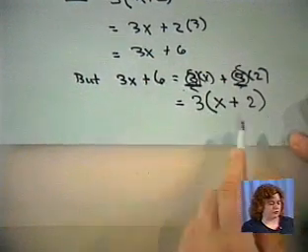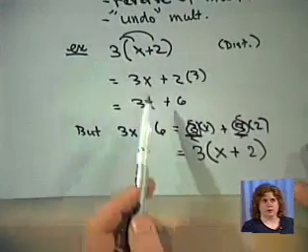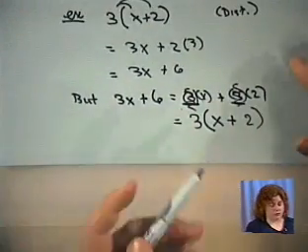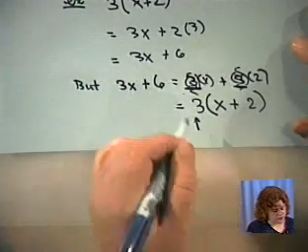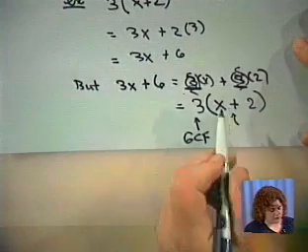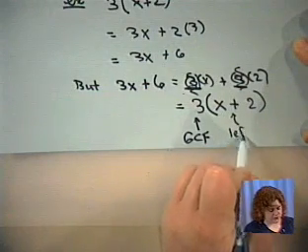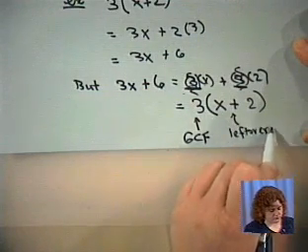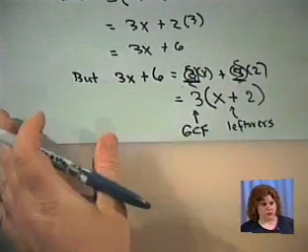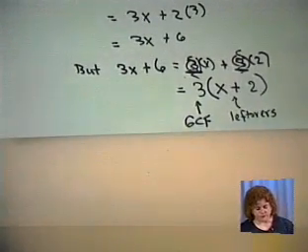I have reversed what we did up here. And this is factoring out the greatest common factor. Here's your greatest common factor. And here's what I often call the leftovers. They're going to be in the parentheses when you go through this process.